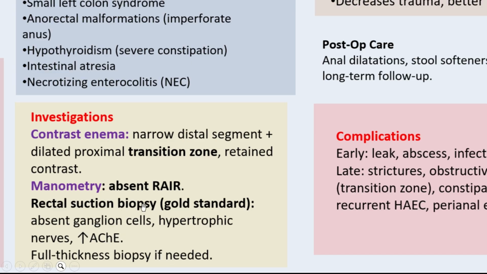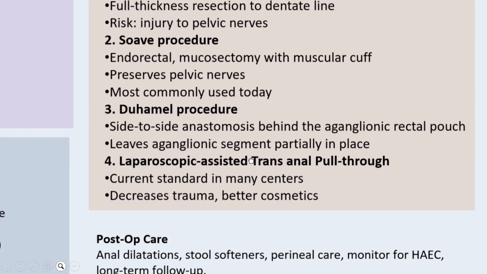So then we can do the rectal suction biopsy, and this is the gold standard, and we shall see absent ganglion cells. When we stain, we can see hypertrophic nerves as well as increased acetylcholinesterase. And remember, acetylcholine has an excitatory effect on the GIT. So if we don't have enough information within these cells, then sometimes we need to do a full thickness biopsy, but most of the time, actually before it was the gold standard, but they are kind of moving away from it because of the increased risk of things like perforation and bleeding.